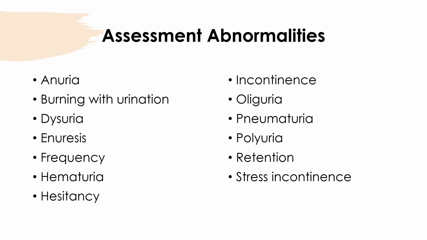Frequency, that's increased incidences of urination. Okay, so it can happen with retention or overflow, UTI, or obstruction, even excessive intake of fluid. Hematuria, that's blood in the urine, okay? So we can see that in sometimes bladder cancer, kidney disease, UTIs, kidney stones, or the patient may be on anticoagulants.